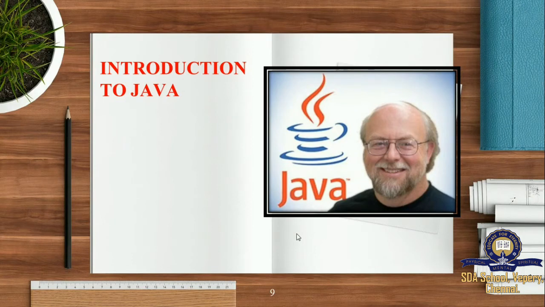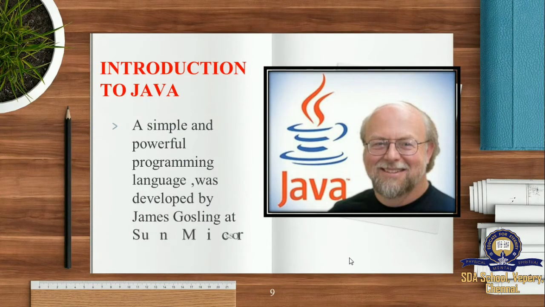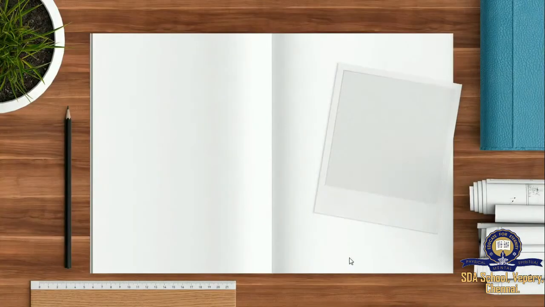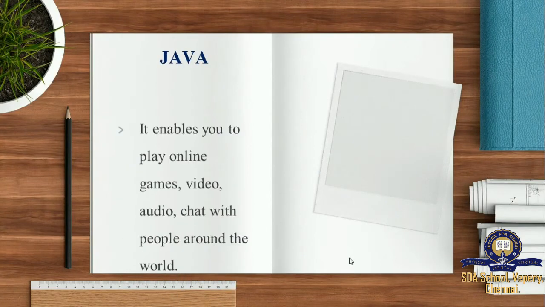For that you must know who developed the Java programming language. Java was developed by James Gosling. It is a powerful programming language which was developed at Sun Microsystems in 1995. He developed the Java programming language. And now we are going to see what Java is.